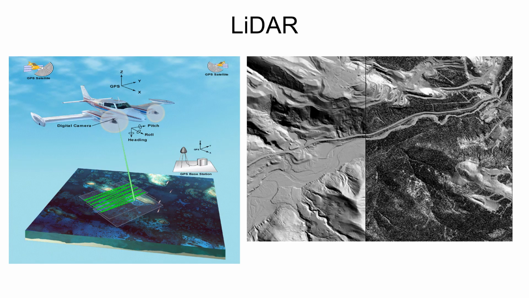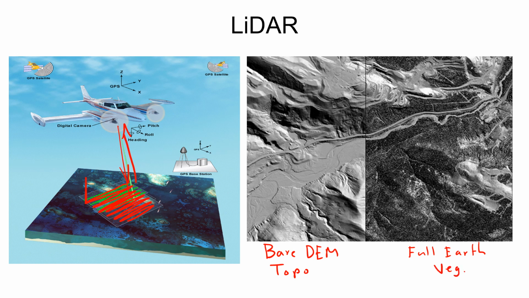So this is aerial, so a fixed wing plane flies with this laser, and it basically scans the Earth as it flies. The laser scans across a certain area, and it shoots light out, but then it also interprets the reflected light back. And what that allows you to do is produce a bare DEM, a bare digital elevation model, as well as a full Earth model. And of course the bare one is good for the topography, and the full Earth is good for doing analysis of vegetation.